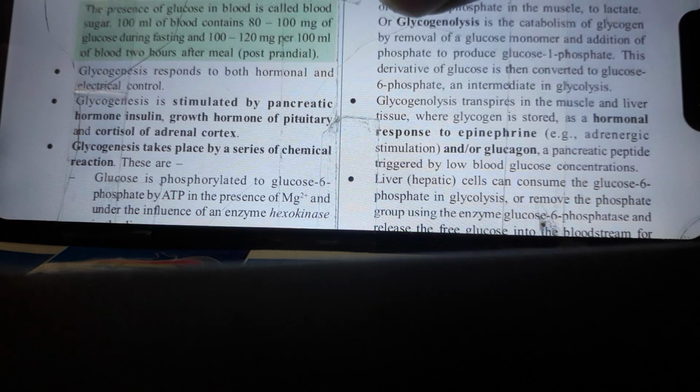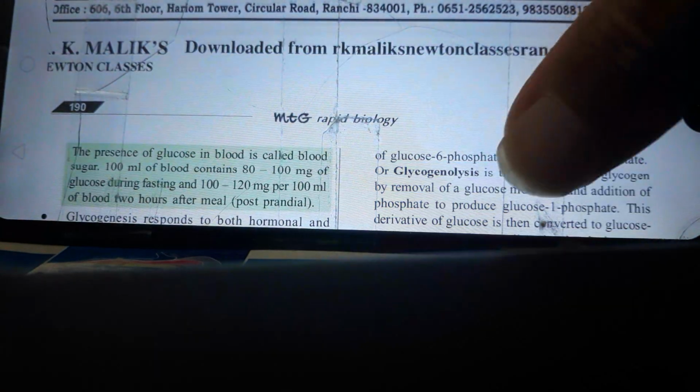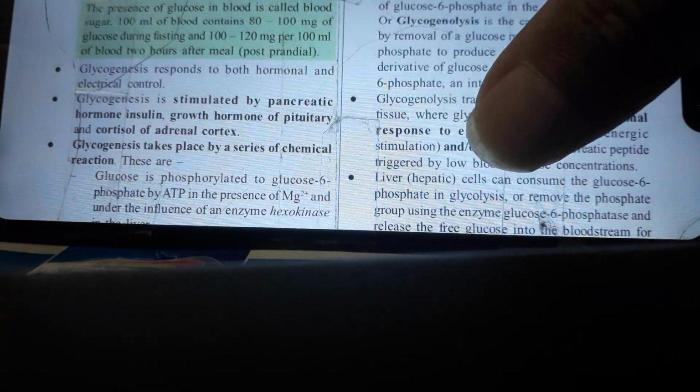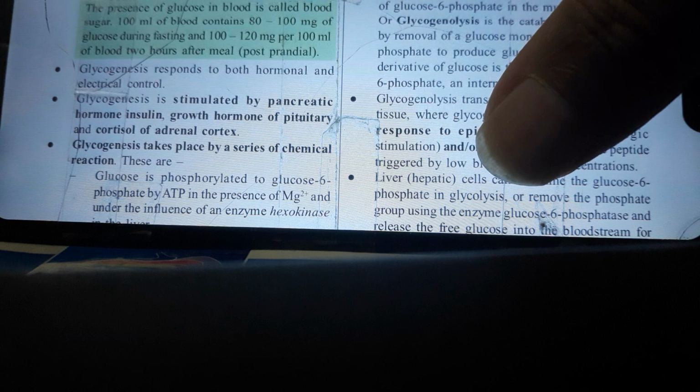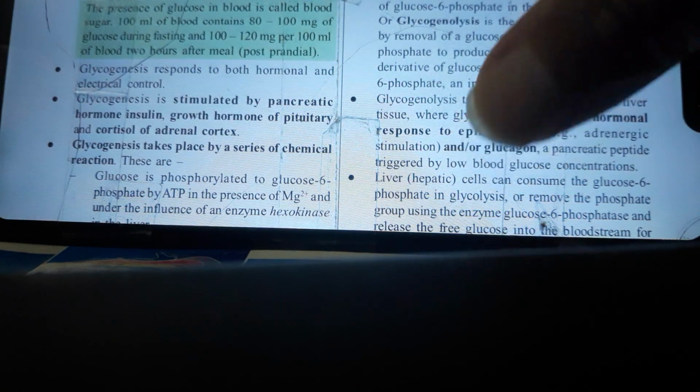The presence of glucose in blood is also called blood sugar. 100 ml of blood contains 80 to 100 milligrams of glucose during fasting, and 100 to 120 milligrams per 100 ml of blood 2 hours after a meal (postprandial).